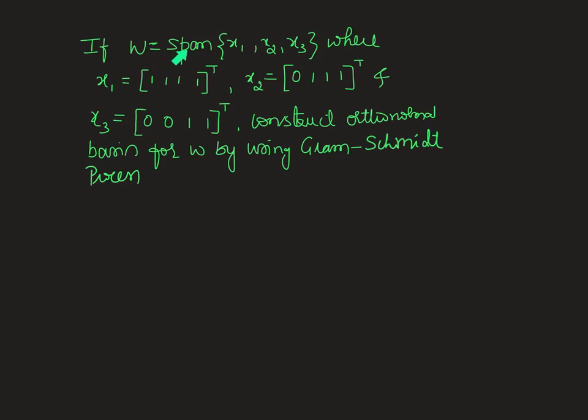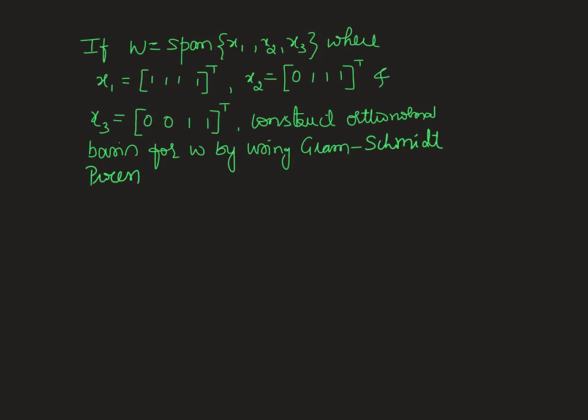Let us take an example here. Suppose W is equal to the span of the vectors x1, x2, x3, where x1 is the vector (1, 1, 1, 1) transpose, x2 is the column matrix (0, 1, 1, 1), and x3 is the column matrix (0, 0, 1, 1). Construct an orthonormal basis for W using the Gram-Schmidt process.